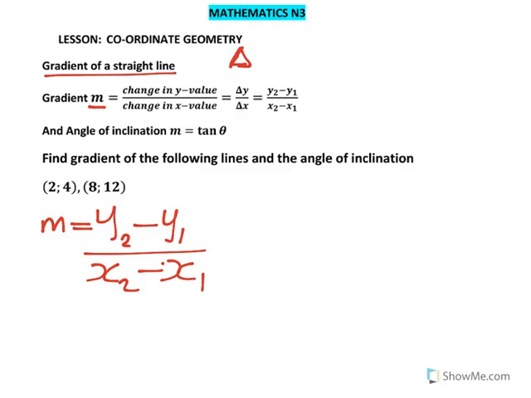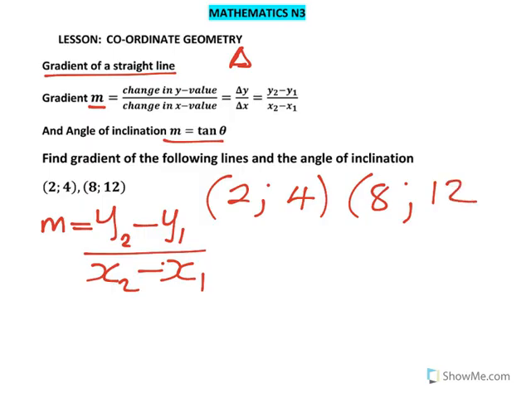So now we're going to come back to the angle of inclination. For this question, it says find the gradient of the following lines and the angle of inclination. You're given 2 points, (2, 4) and (8, 12). If you look at these 2 points, what you need to do is to mark them. You can make this point x1 and y1. Remember, coordinates are (x, y). You can make this one x2 and y2.